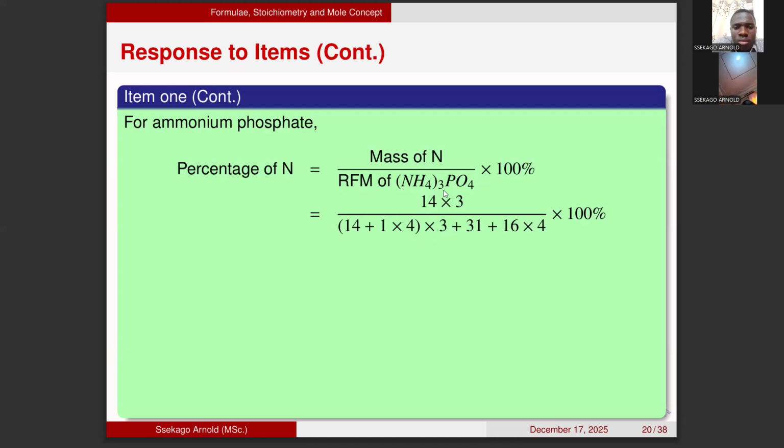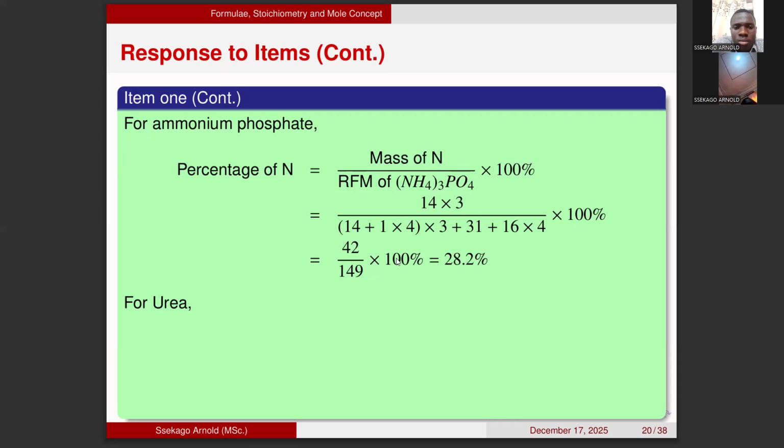This 3 is the one which is here beside. Then plus capital P, phosphorus, 31, then capital O, oxygen. There are 4 of them and each is 16, so we shall have 16 times 4. Computing the numerator, 14 times 3, that is 42. Then summing all this information down in the denominator, we obtain 149. Then we multiply, computing, we obtain 28.2% as the percentage of nitrogen.